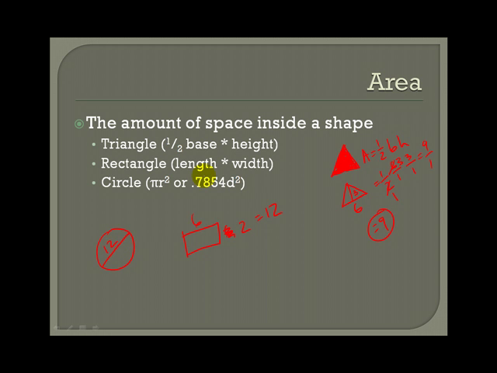So we can do pi, first we got to do diameter squared. So 12 times 12 is 144, right? Yes, and then we multiply that times pi, which is 3.14. That gives us 452.16. I said round to the 10th, so 452.2.